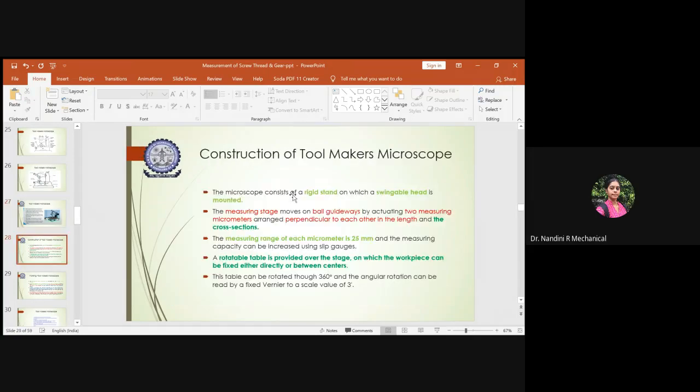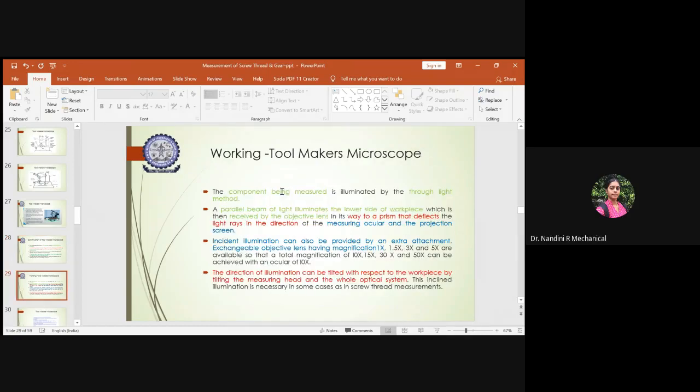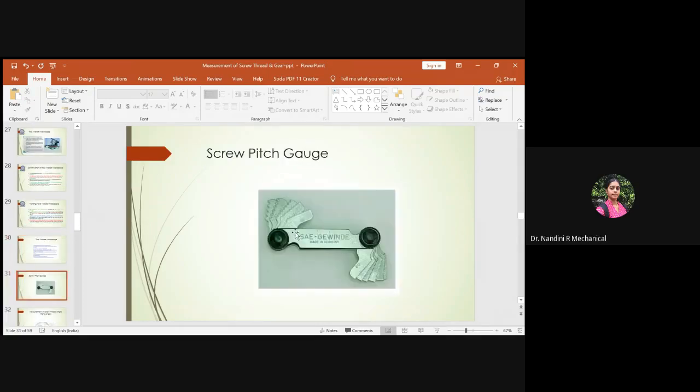So you have to write the subheading as construction, and you have to explain how a toolmaker's microscope is constructed. After explaining the construction part, then only you will show how it will be working. So I've explained both the construction part as well as the working part. So you will then explain the working part of a toolmaker's microscope.